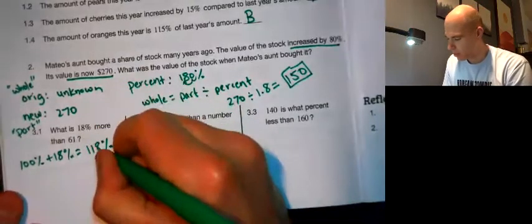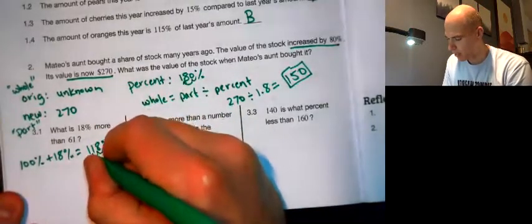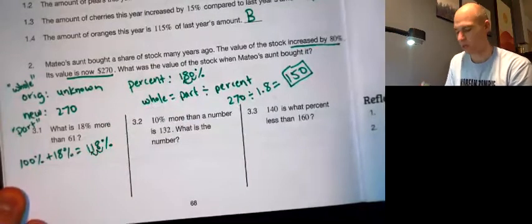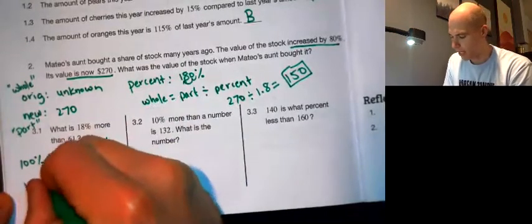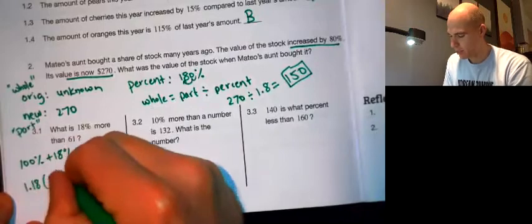I move this decimal point over 2 spaces to represent 118% as a decimal. I'm going to do 1.18 times 61.